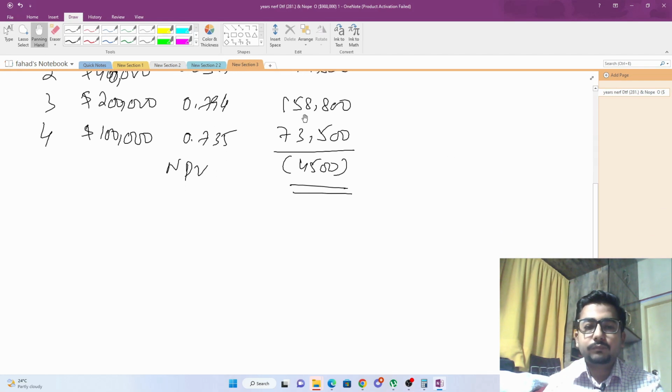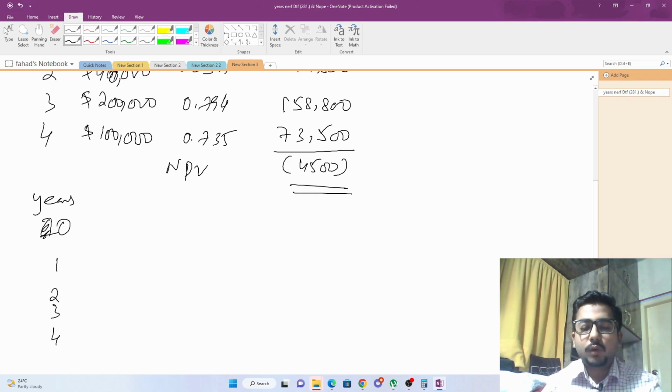Now I'll need to go down. Again we'll be repeating the same process, but this time the process would be with 7%. Why? Because we need to find the IRR. So again I'll be doing the discount factor, and the last one will be present values.